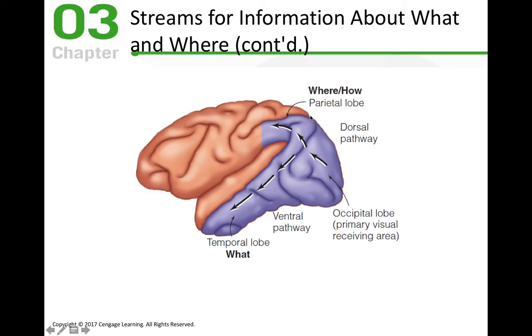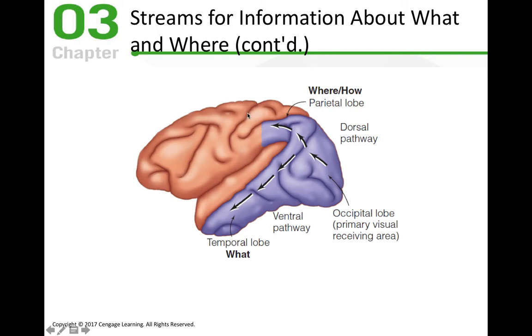On the top, going dorsally, is a pathway that's more involved with locating objects. Also, we now know it's also a how pathway. How do we interact with objects up here? We need to know where things are, and we need to be aware of how, using our visual sense and the other systems too, we can interact with objects.